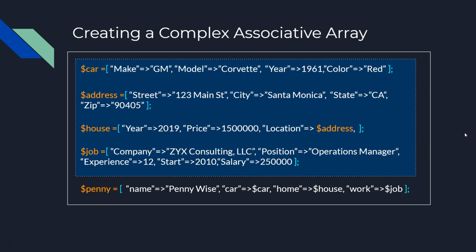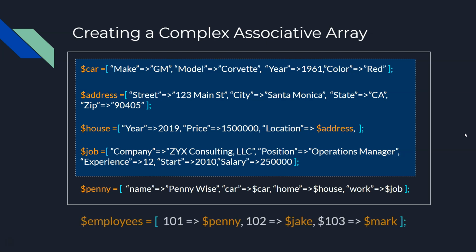And work points to the job array. And then maybe Penny is one of the employees of a company. So you have Penny, Jake, and Mark. And each of these employees is marked or associated with an employee ID. Okay, so you can see how this can get pretty complicated as you build more of this.